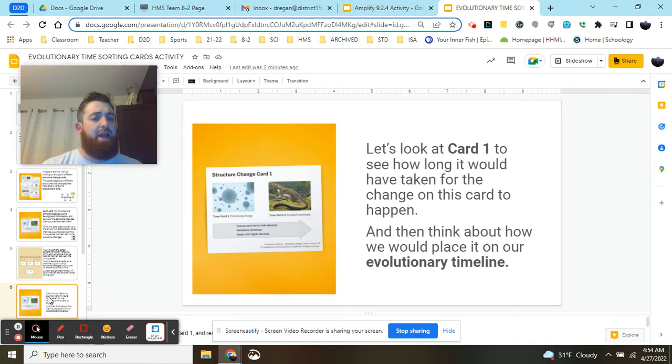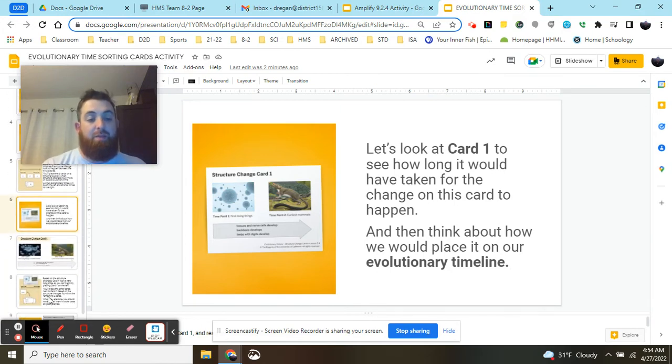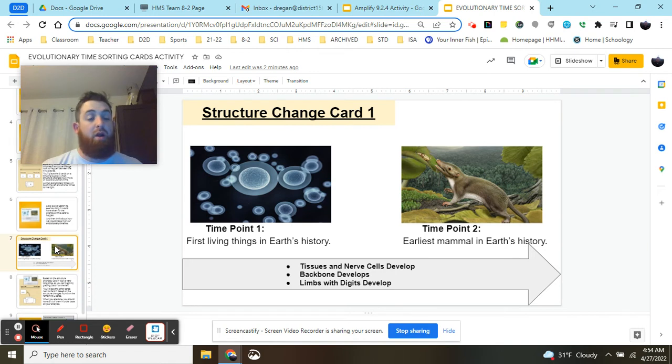So let's take a look at one of the cards to see how long it would take for some of these structural changes to occur, and then we'll think about where we put it on our timeline. So this would be one of the cards that you'll be looking at, structural change card number one. And you'll see two different time points. So time point one shows the first living thing on Earth. This is what it was. And then time point two would be the earliest mammal in Earth's history. So we know on our timeline, these are big events that happened between different species. And these are the structural changes that we see on the arrow here.